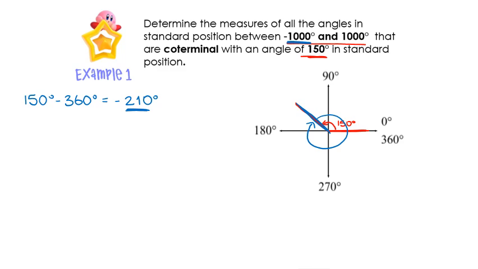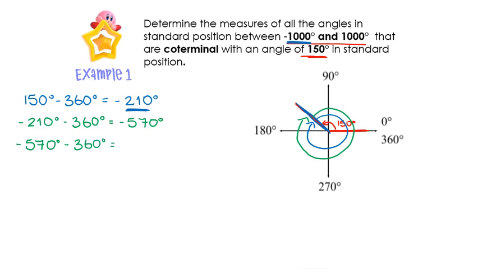I can go a bit further. So if I go another rotation backwards, I'm just taking negative 210 and then subtracting another 360 degrees, and that would land us at negative 570 degrees. And then from there, I can do the same thing, subtract another 360, and that would give me an angle of negative 930 degrees. Now, I'm not going to subtract another rotation because then we'll go over that negative 1000 degrees.